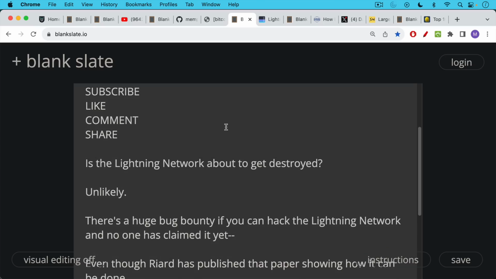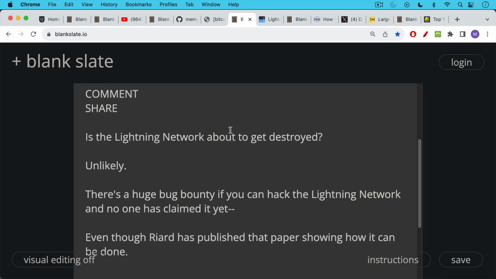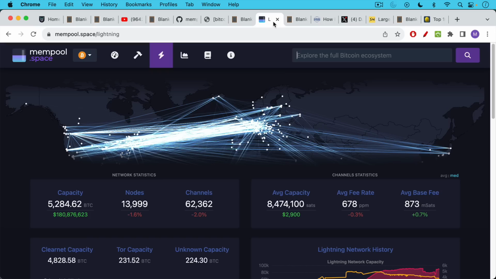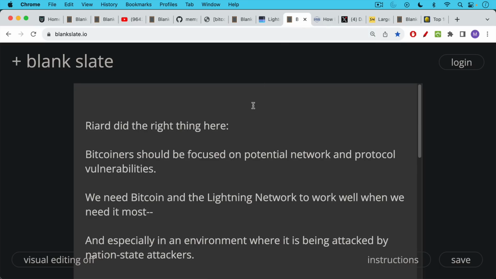First question many people have: is the Lightning Network about to get destroyed? I don't think so. This is quite unlikely, simply because there is already a huge bug bounty available if you can hack the Lightning Network, and no one has claimed it yet, even though Riard has published that paper showing exactly how these kinds of attacks can be done. There is still approximately $180 million worth of Bitcoin sitting on the Lightning Network, as we can see here, approximately 5,284 Bitcoin. And so if there were a problem, we would expect to see this being drained, and that has not happened at all.